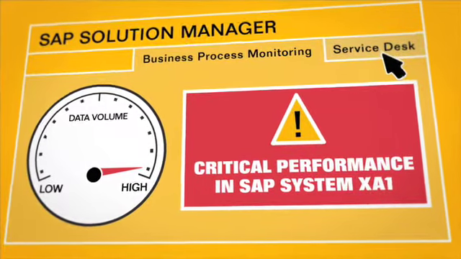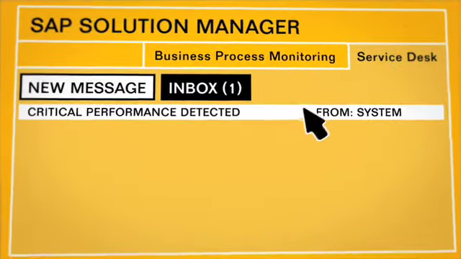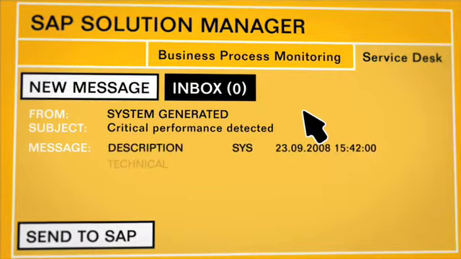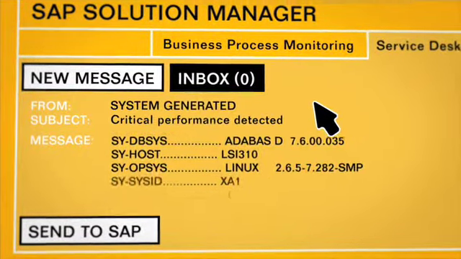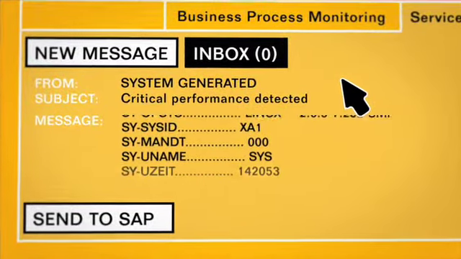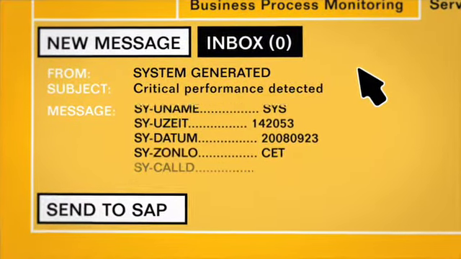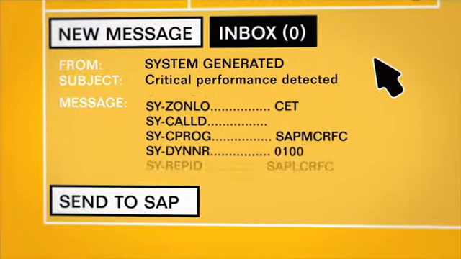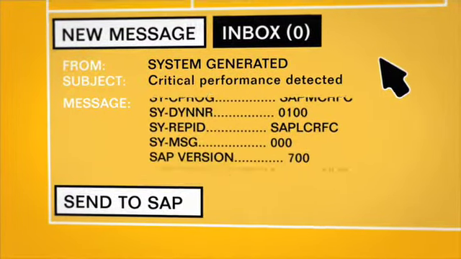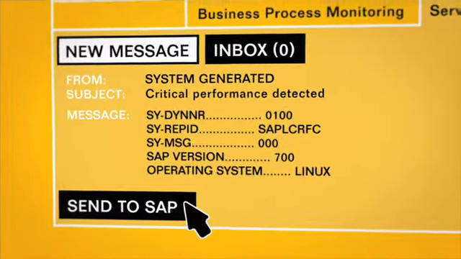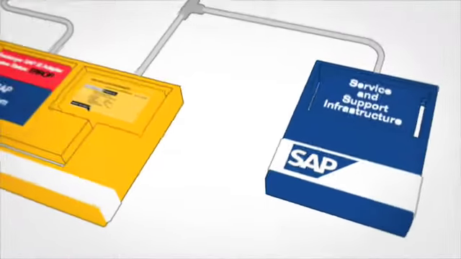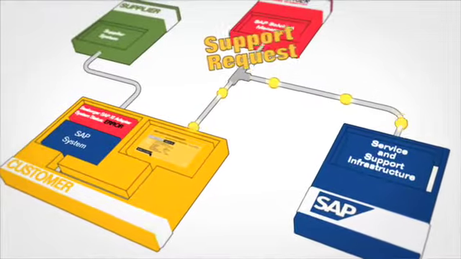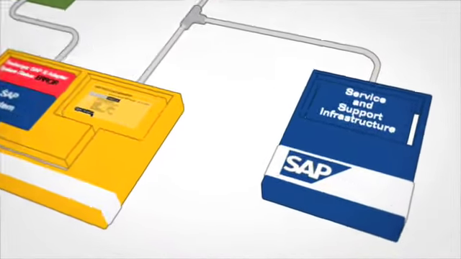The SAP Solution Manager Service Desk automatically sends a message to the system administrator warning him about this issue. The message includes information about the critical business process affected, as well as technical details. The system administrator uses this information to evaluate the issue. He then sends the message to SAP to have this critical problem solved as soon as possible.